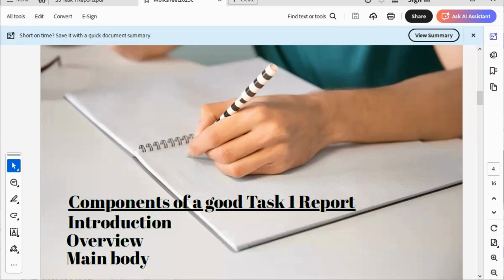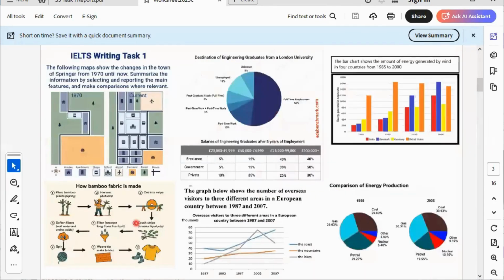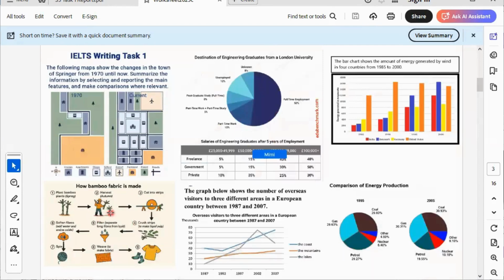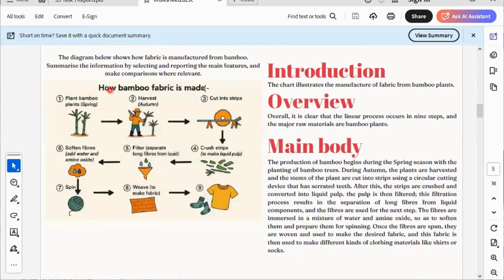When we see examples, we're going to look at some examples very soon. You're going to see all these 3 components in our report. Now, look at this one here. This is just to illustrate my point about the 3 parts of your report. So this is the report about bamboo fabric, that one I showed earlier on. This one here, the bottom left corner. So how bamboo fabric is made.